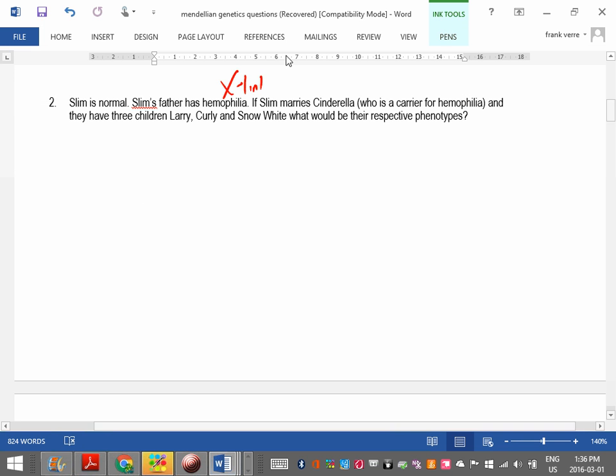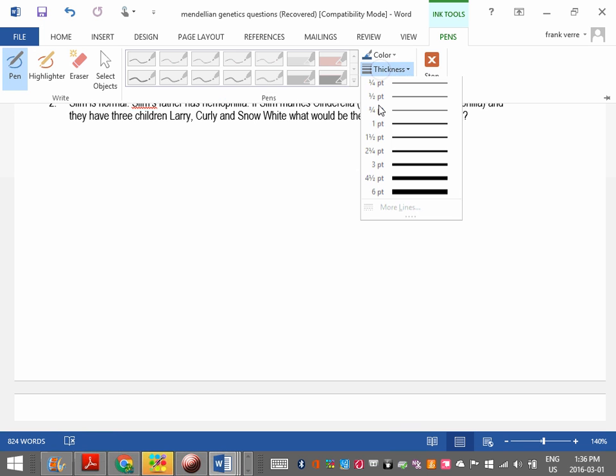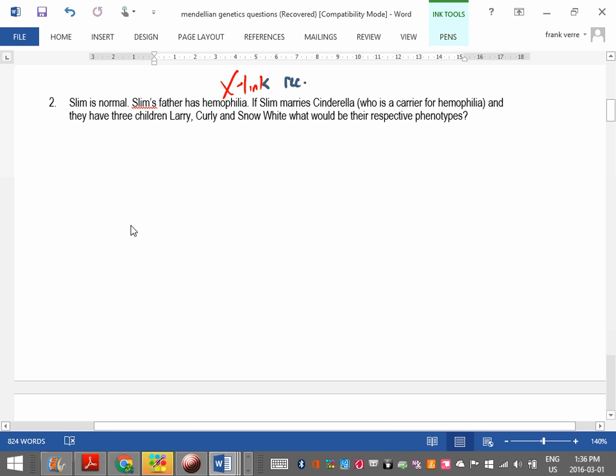Okay. So we're going to assume this is X-linked and it's also recessive, okay? Yep, still recording. It wasn't the screen recorder that shut down, it was Word. Okay, so Slim is normal. Slim's father has hemophilia. Slim, I'm going to assume this is a guy. So if he's normal, so we're going to do this. We're going to say this is normal, and this is the condition hemophilia, which I'll just say HEM.